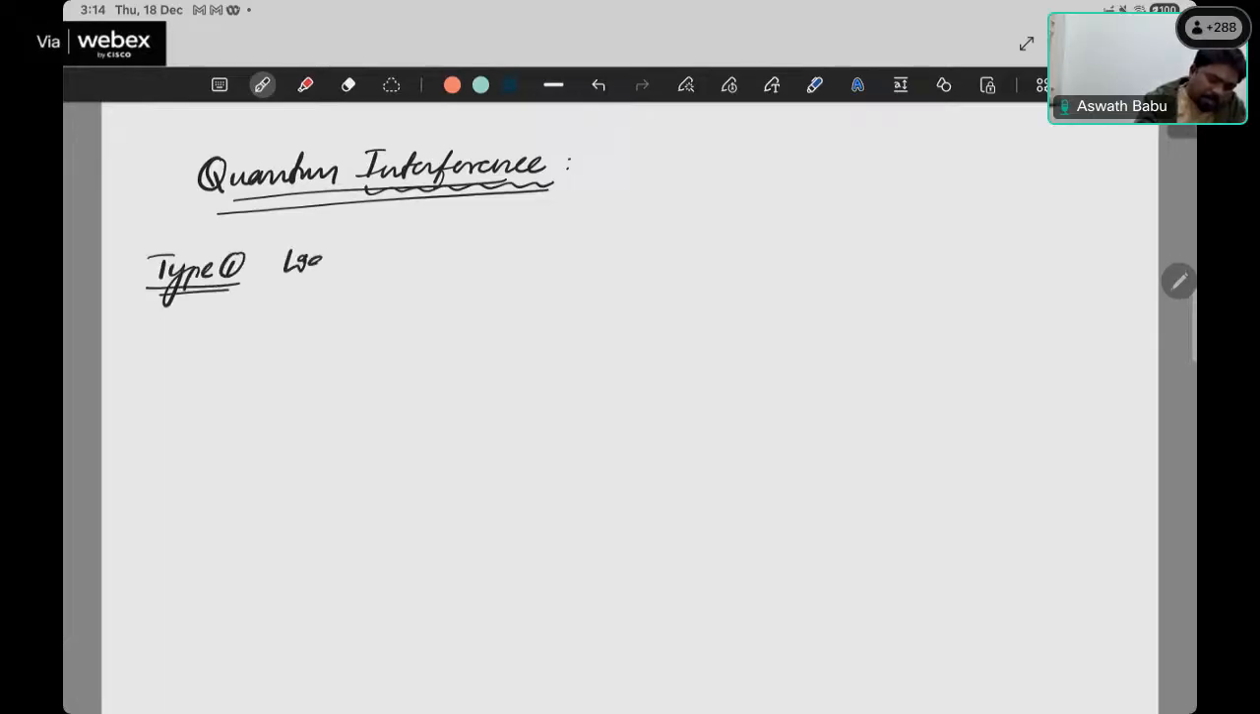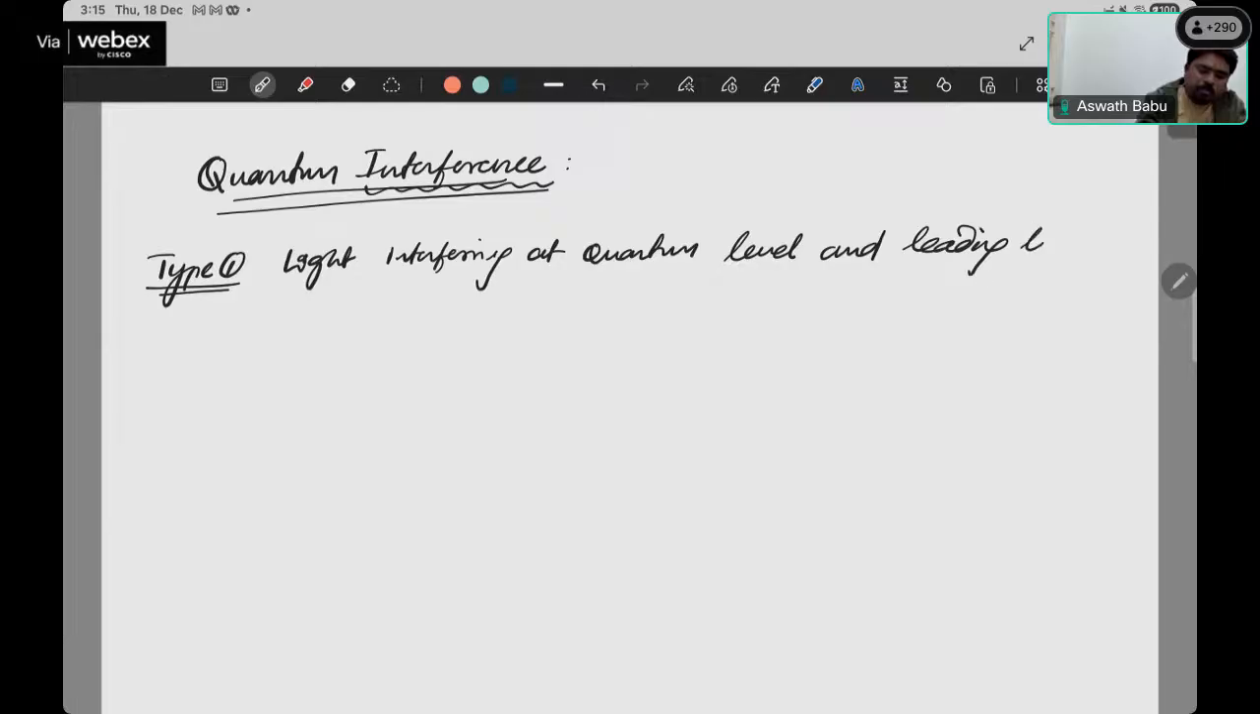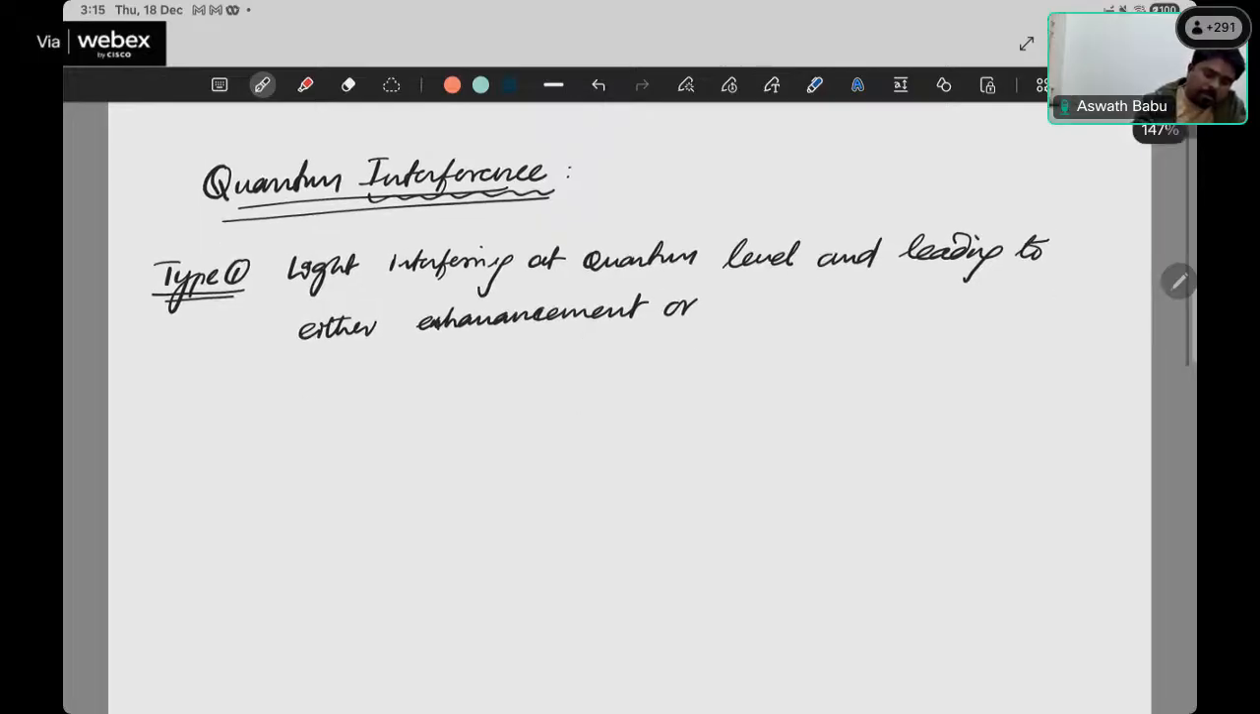Type one is light interfering, and interfering at quantum level for sure, leading to either enhancement or suppression. So what is this? This is Young's double slit experiment.